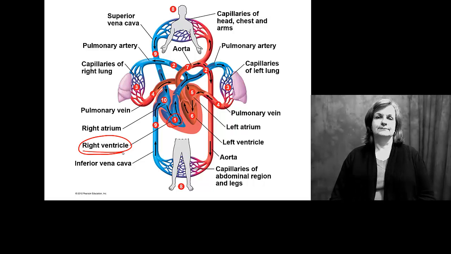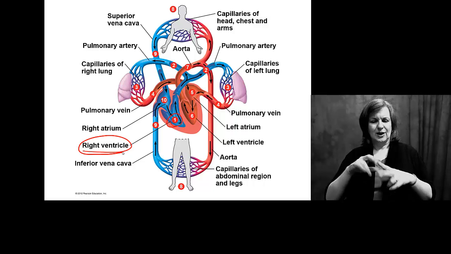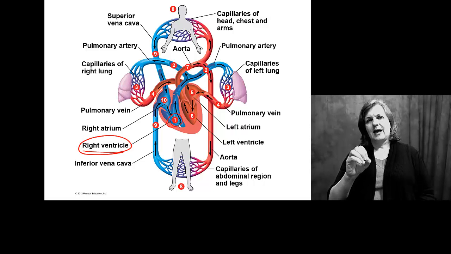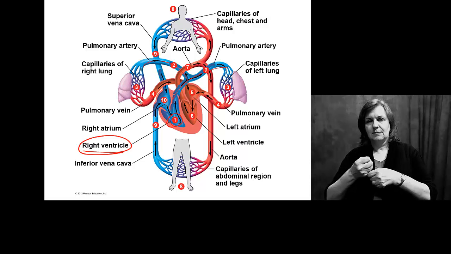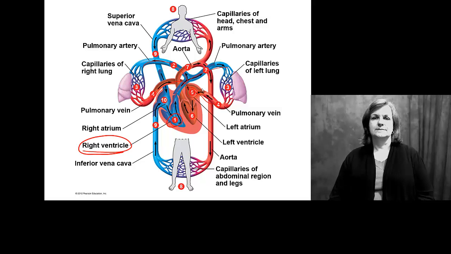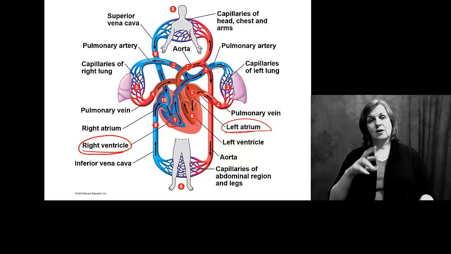You should be able to trace a drop of blood from anywhere in your body through this major pathway into the right atrium, into the right ventricle, out through the pulmonary arteries to the lungs, pulmonary veins returning to the left atrium, the left ventricle, then through the aorta and out to the rest of the body.